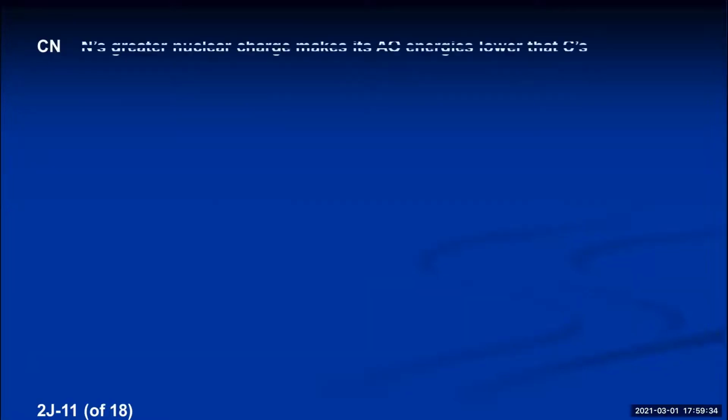So if we take a molecule like CN, carbon and nitrogen have different numbers of protons in their nucleus. Nitrogen actually has one more proton. That extra proton in the nitrogen nucleus will attract nitrogen's 1s, 2s, and 2p orbitals more strongly, making their orbital energies a little bit lower. So nitrogen's greater nuclear charge will make its atomic energies lower than carbon's.